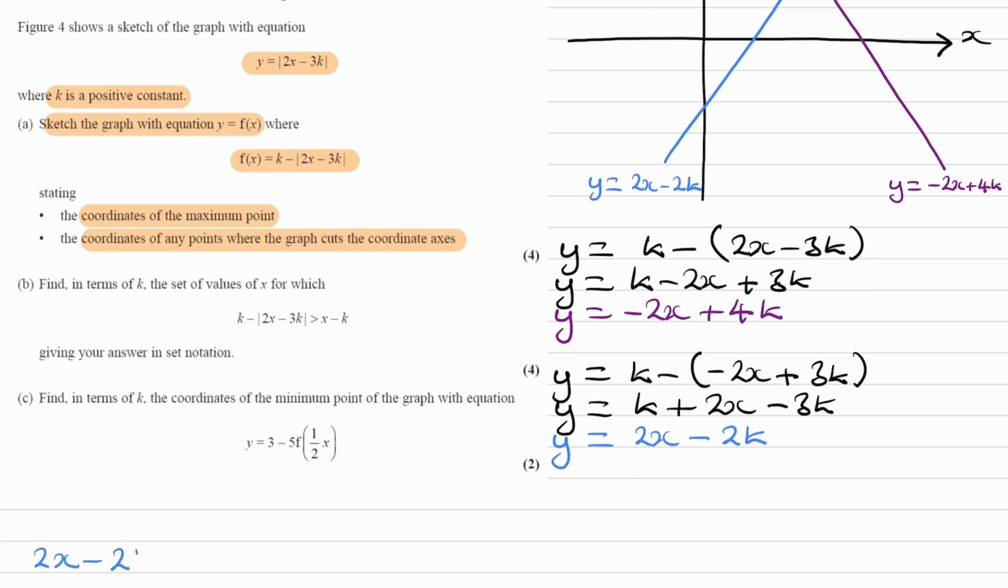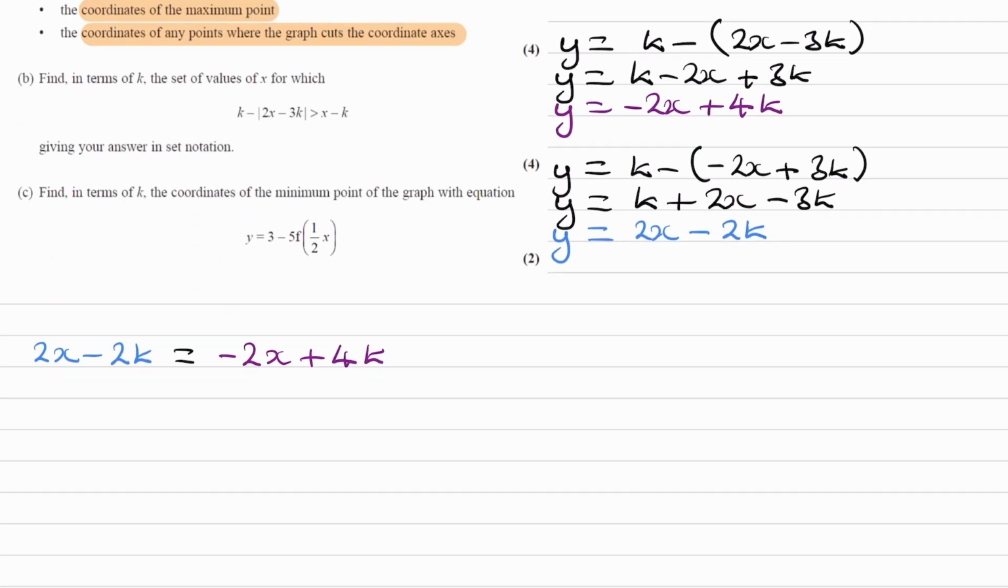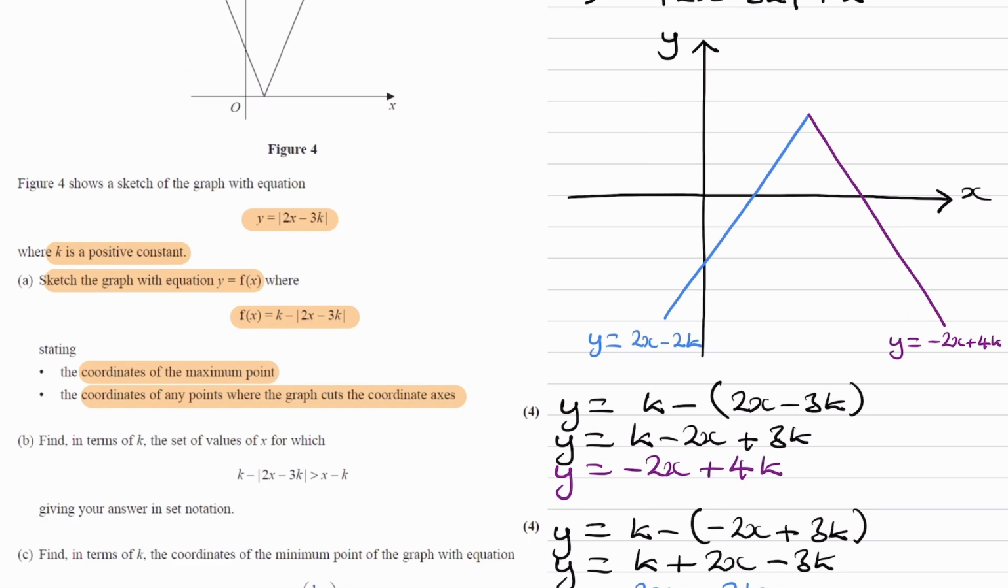So that's 2x minus 2k is equal to minus 2x plus 4k. Blue is equal to purple. Solve that, we get 4x is equal to 6k. x is then equal to 3/2 k. So that's the x coordinate for this point over here.